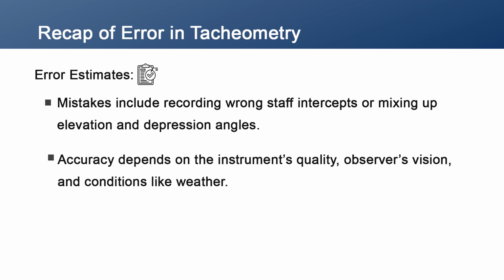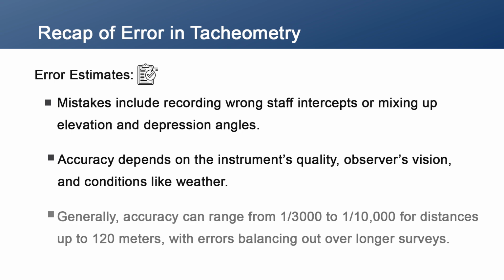Accuracy depends on the instrument's quality, the observer's vision and conditions like weather. Generally, accuracy can range from 1 by 3000 to 1 by 10,000 for distances up to 120 meters, with errors balancing out over longer surveys.